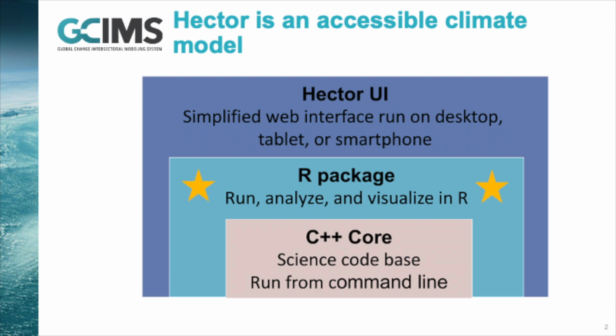So Hector is an accessible simple climate model. There are multiple ways to run Hector. You can run it as a C++ standalone executable file, using the R Hector package, or through this web-based user interface called Hector UI. This video is going to be showing users how to install Hector as an R package. Please see our other online documentation if you're interested in learning more about Hector UI or the command line Hector.